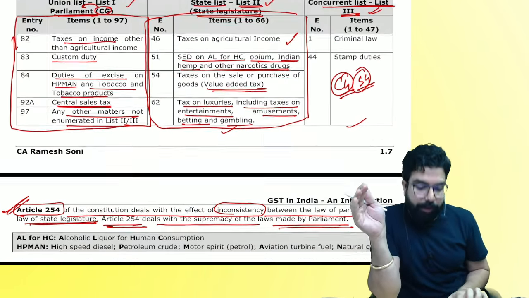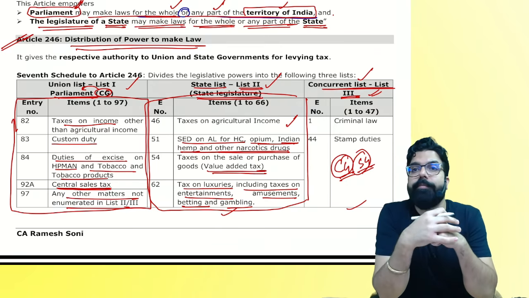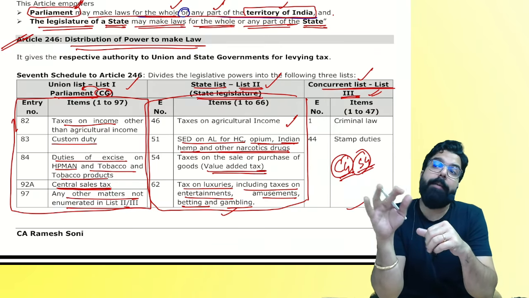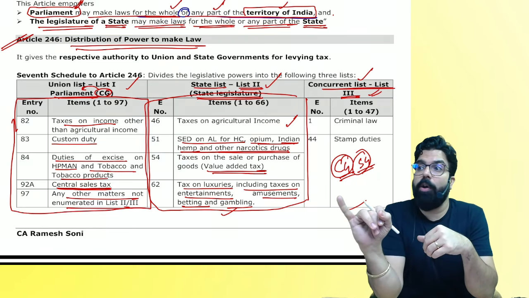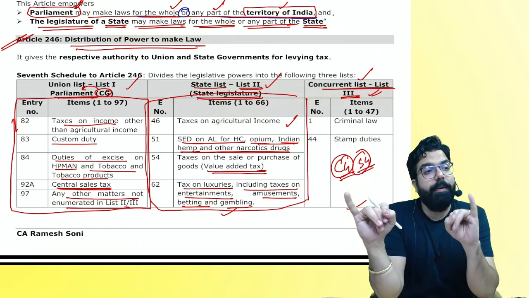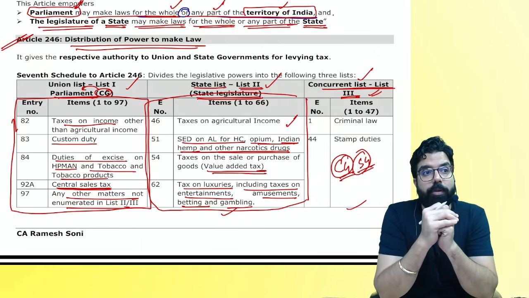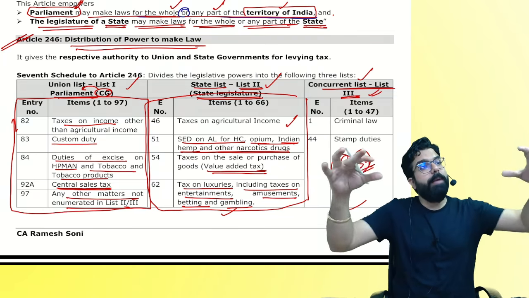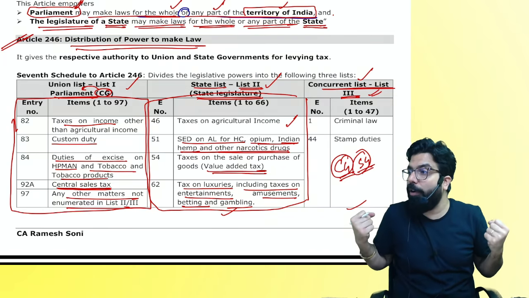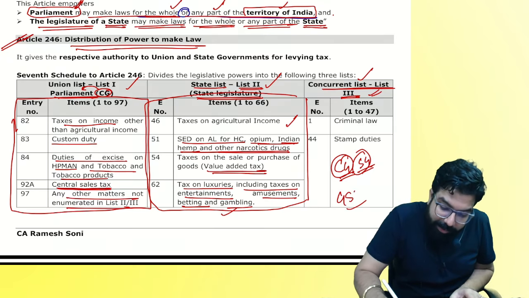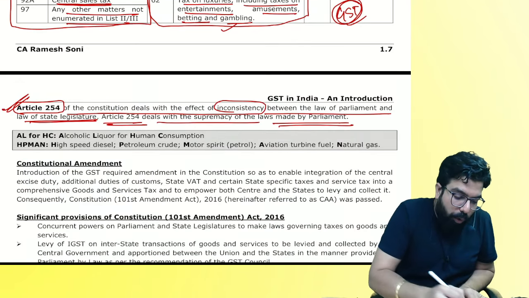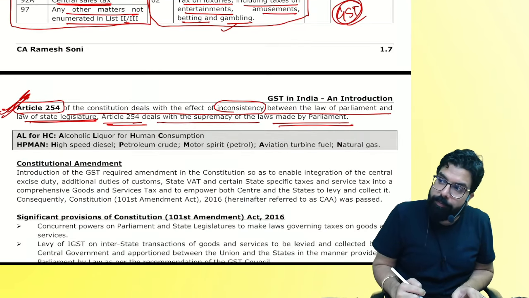Did you see anywhere GST? But GST law will be made by whom? Central government will collect CGST, so central government also will make the law. State government will collect SGST, so state government will also make the law. It means both the governments want to make the law for GST. Yes or no, everyone? So where should the GST be included? In the concurrent list.